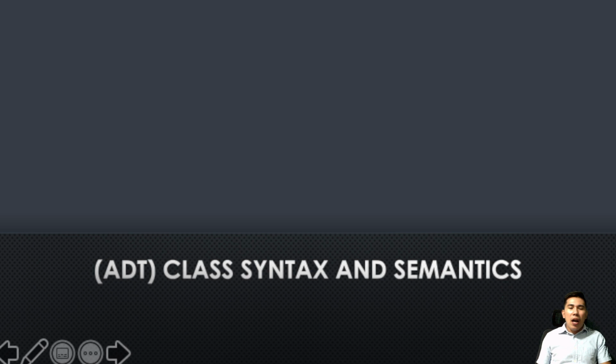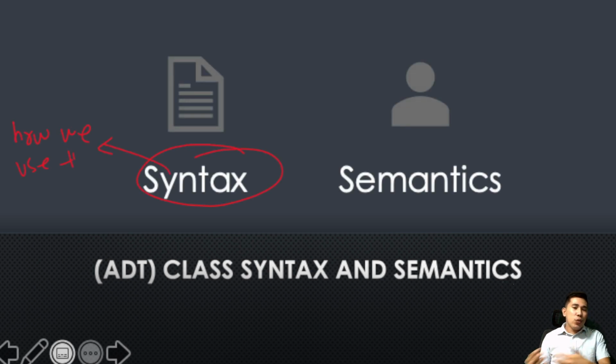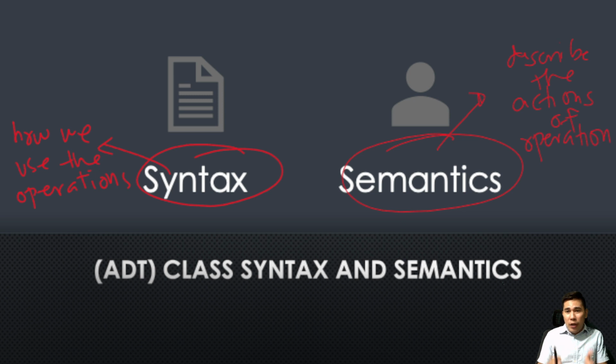Next, an ADT class has two concepts: syntax and semantics. Syntax is the format of the operations on the ADT. It describes how we use an operation, although it does not tell us what the operation does. Semantics describes the actions of an operation and the effects that this operation has on the other objects in the system.